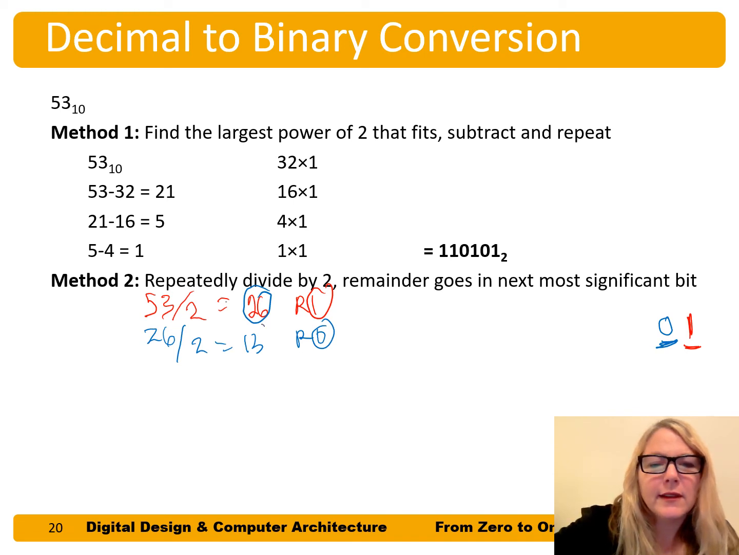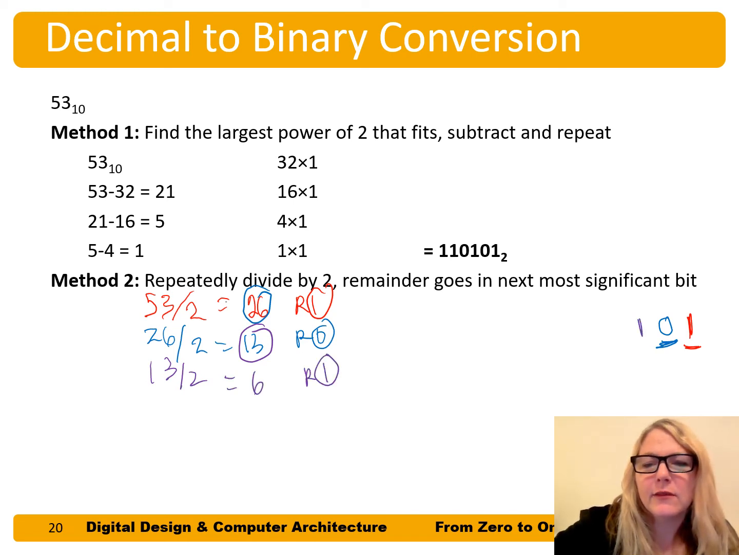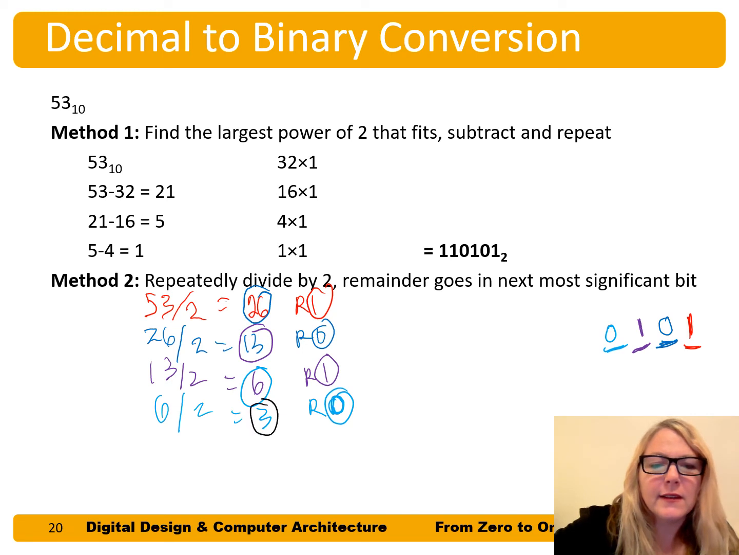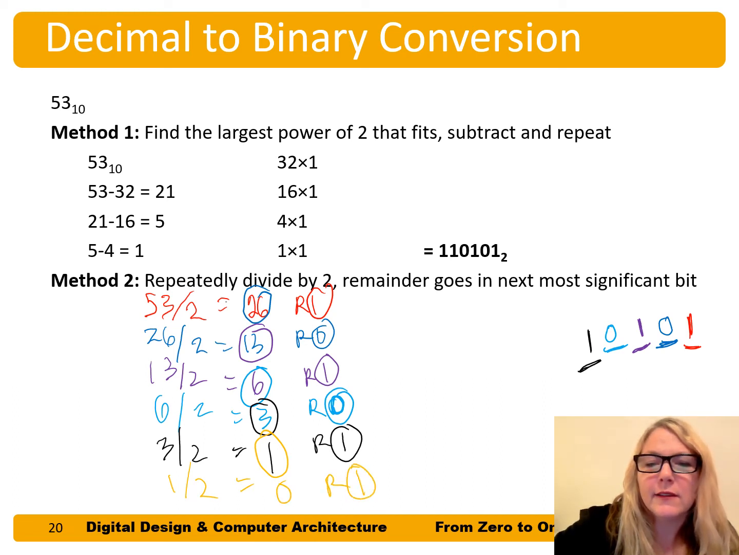And now we're going to take that quotient 13 divided by 2. We're going to get 6 remainder 1. That remainder goes in our next most significant bit. And now we have our quotient 6 divided by 2. We're going to get 3 remainder 0. That goes in our next most significant bit. And now 3 divided by 2 is equal to 1, remainder 1. That remainder goes into our next most significant bit. And finally, 1 divided by 2, and we get 0, remainder 1. And so that's our last bit. We got down to 0, so we're done.